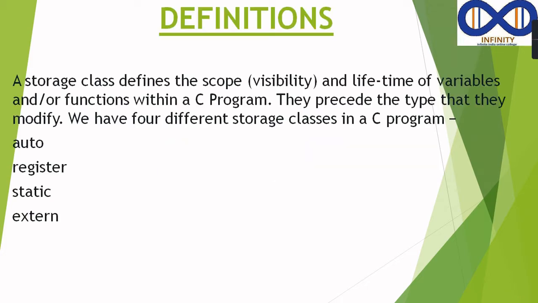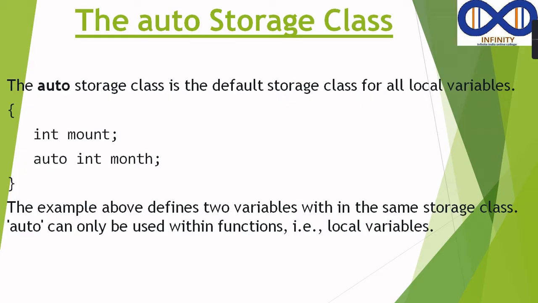Storage classes define the scope, meaning the visibility and lifetime, of variables and/or functions within a computer program. They precede the type that they modify. We have four different storage classes in a C program. The first is automatic, the second is register, the third is static, and the fourth is extern. I am going to discuss them one by one, so please listen carefully.